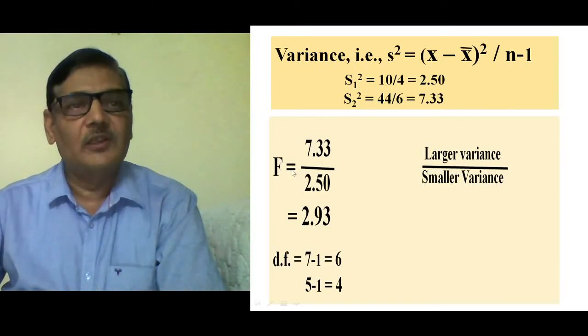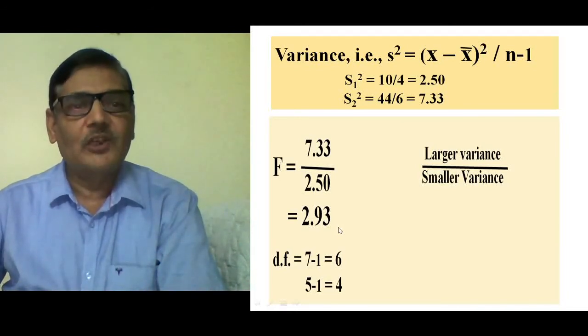So this F will be equal to 7.33 divided by 2.5, because the larger variance will be divided by the smaller variance. And finally this F value has come to 2.93.